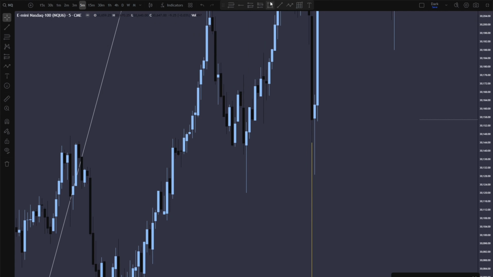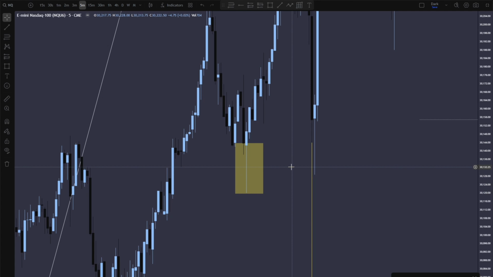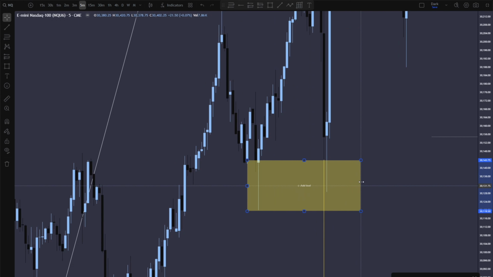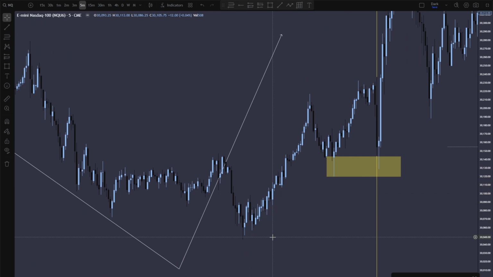Okay, so this is what it's going to look like. Focusing on this yellow space, or let me make it yellow. That's not yellow. All right, just this yellow space here. Okay, this wick here is going to be your rejection block. All of this, why? Because it's rejecting from this PD array here.